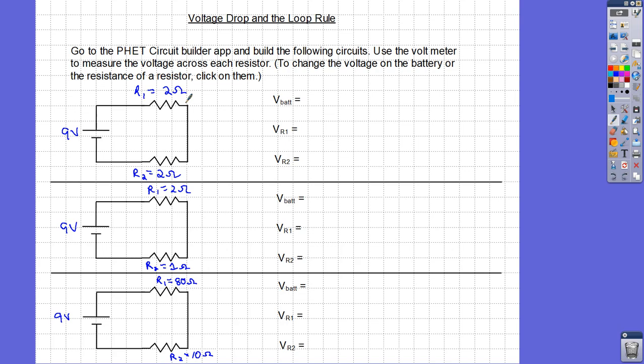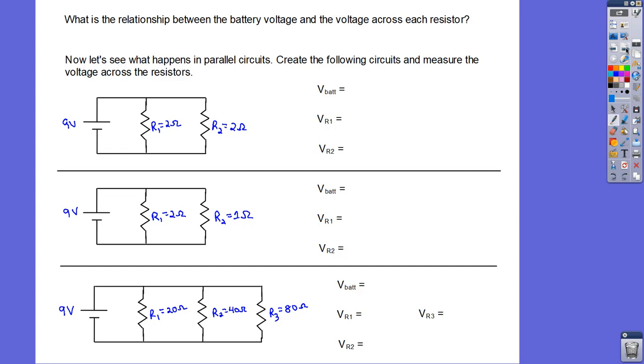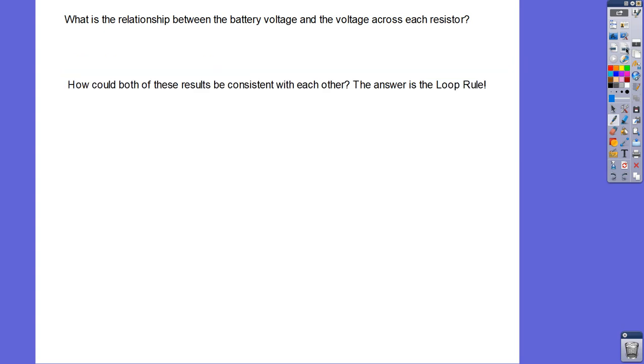So I want you to get a sense of that. For this slide, and I believe the next one, we've got some series circuits, and the next page is going to be parallel circuits. So I really want you to go take those measurements and come back, or pause the video or whatever and come back, and then I'll pick it up in this next slide.